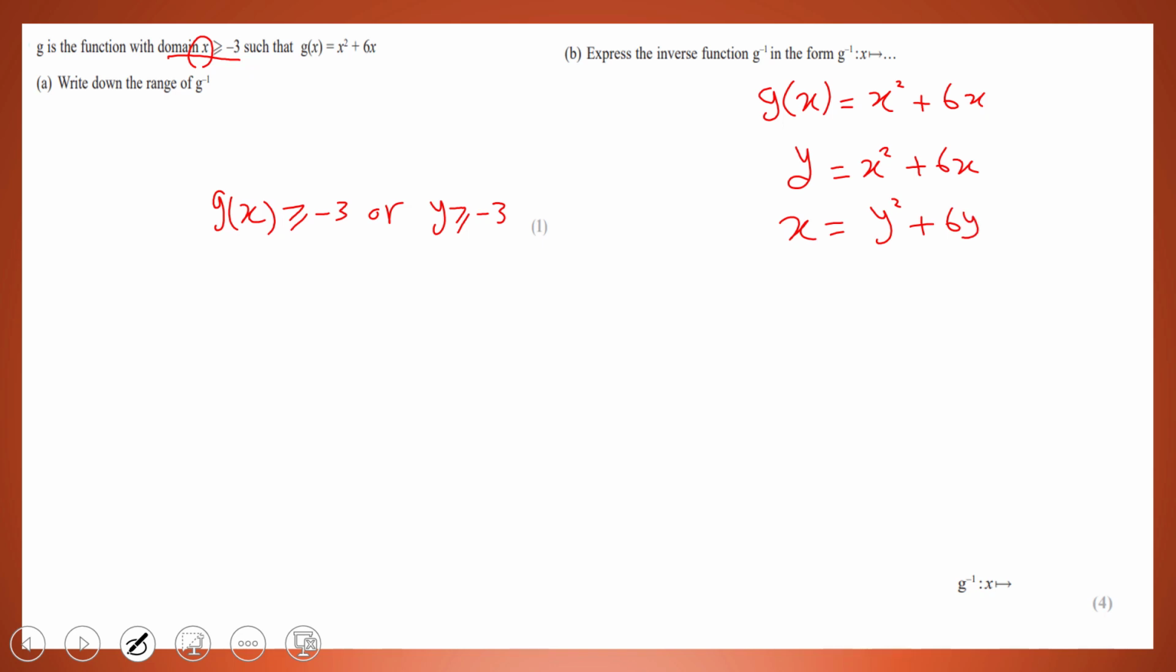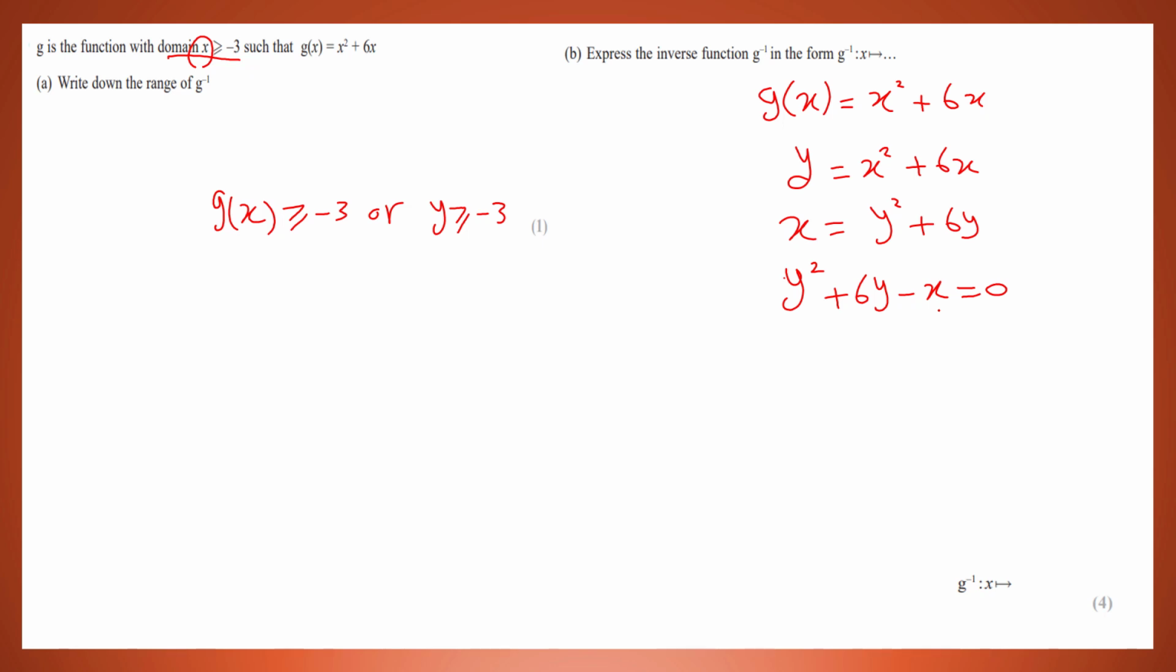And then what should you do in this case? To make y the subject, you will move x to the other side, and consider this as a complete equation in y. So it will be y squared plus 6y minus x is equal to 0. Whenever you have a quadratic equation in this form and you need to find the inverse of the function, you have two ways. You can do it by completing the square, or you can use the quadratic formula to solve. So we can use completing the square here.